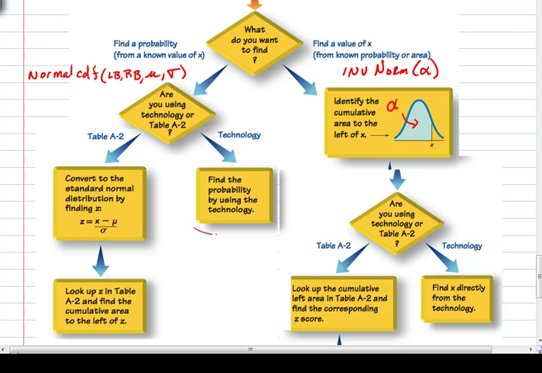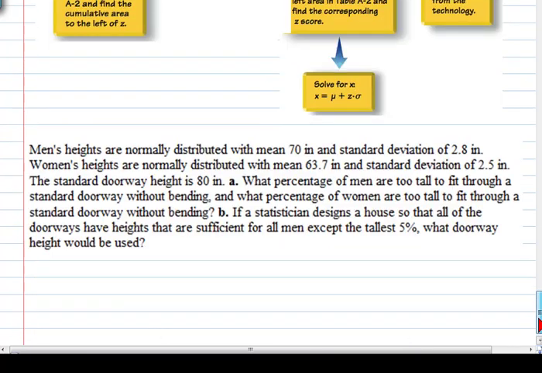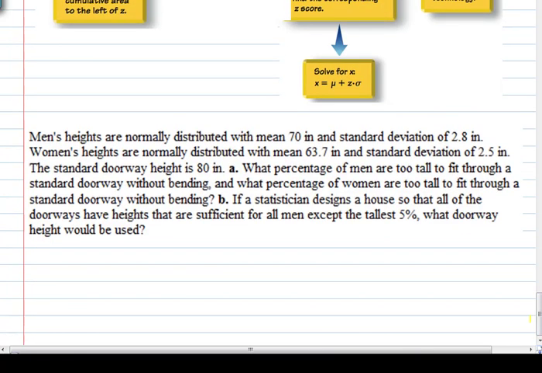We're going to be using the technology. We don't have to convert things to the z-score because on our calculators, we can type in the mean and the standard deviation for the problem that's given. Here's a problem to practice now. It says men's heights are normally distributed with a mean of 70 inches and a standard deviation of 2.8 inches. Let me write that down. Men's heights are normally distributed with a mean of 70 inches and a standard deviation of 2.8. I know that's different from the previous problem, but you got to play the cards you're dealt.